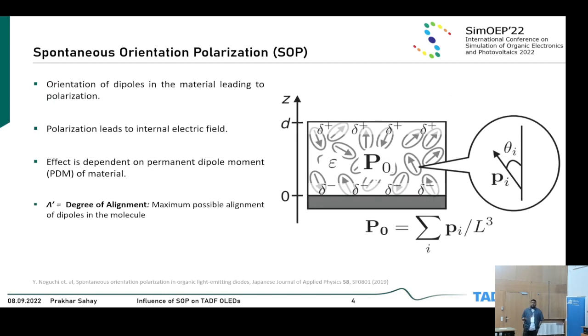So what is SOP? Again, it is the orientation of dipoles in a material which can lead to polarization. And this polarization can lead to charge formation inside the material, where you can measure it as an electric field. And I'm going to talk about it as the lambda parameter here, and the degree of alignment, which will be the maximum possible alignment of dipoles in a molecule.